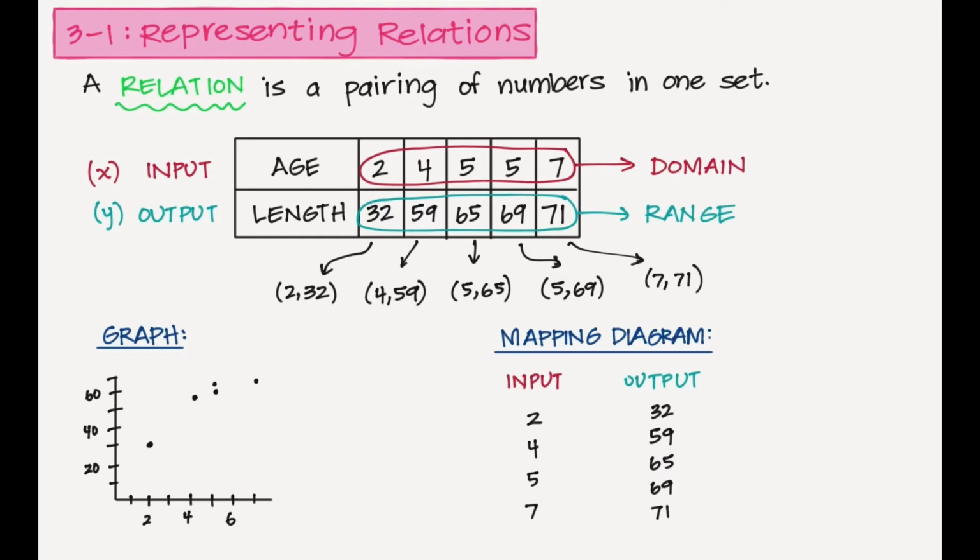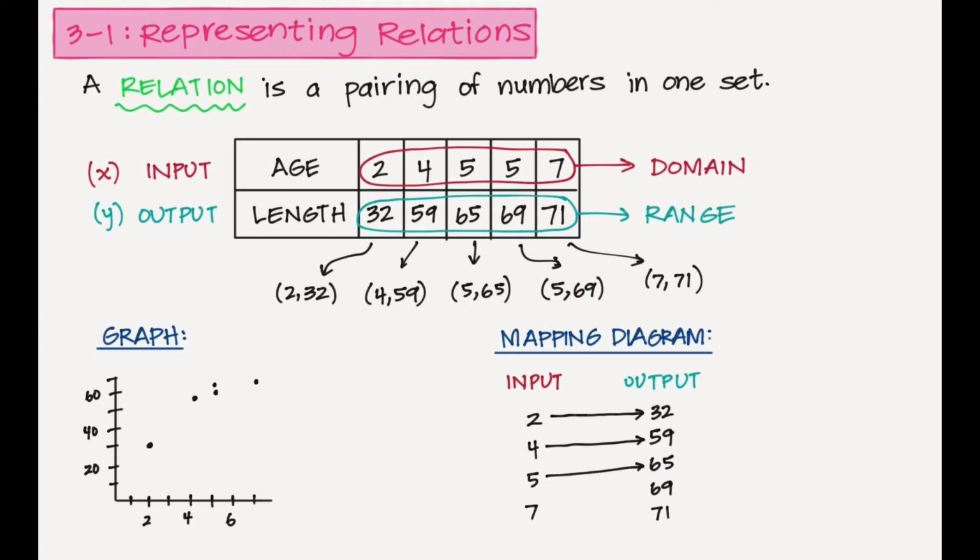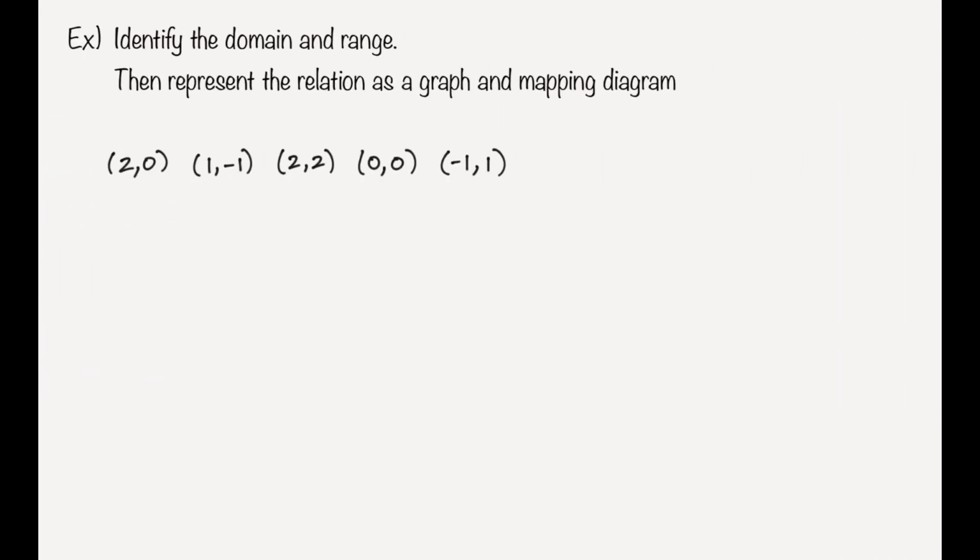And then I'm going to draw an arrow from 2 to 32 because that was one of my points. And also from 4 to 59, from 5 to 65, and then again from 5 to 69, and then lastly 7 to 71. And that's a mapping diagram. So let's put all this together. Let's use these 5 points to identify the domain and the range, and then we're going to represent this relation as a graph and a mapping diagram.